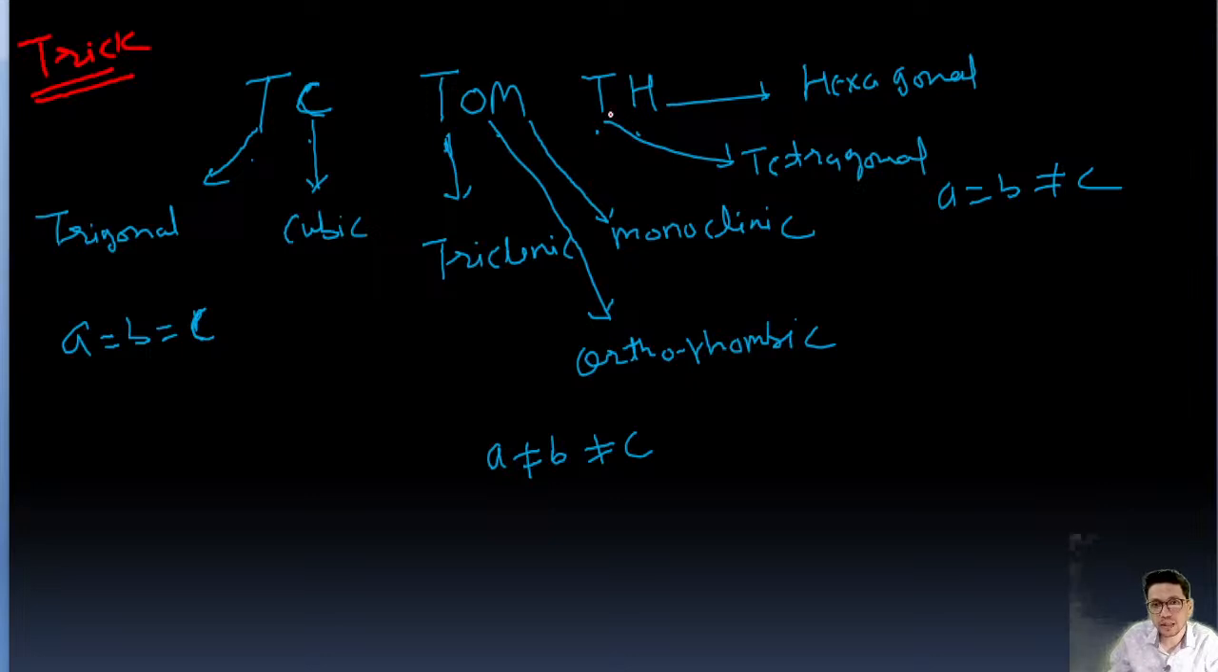And then in TH, this is tetragonal and hexagonal. For tetragonal and hexagonal crystals, two sides are equal, but the third side is not equal. So A equal to B, but not equal to C. So I would suggest you, this is a very easy trick. Take care Tom TH or TC Tom TH. Just you need to know there are three T, guys. This T means trigonal, this T means triclinic, and this T means tetragonal. With practice you will easily learn. So now this is the trick, guys.